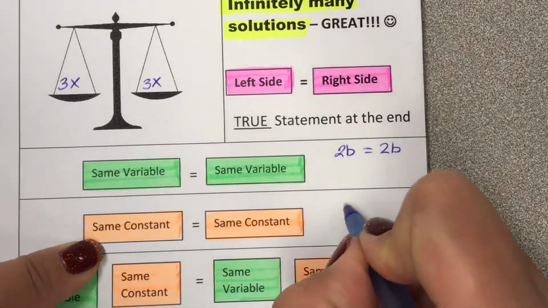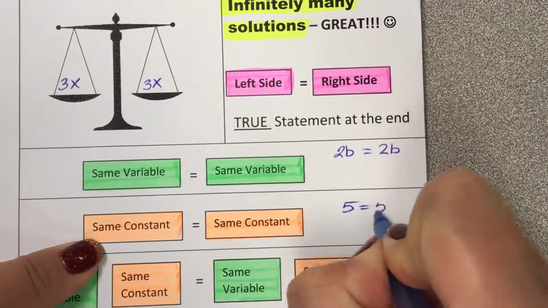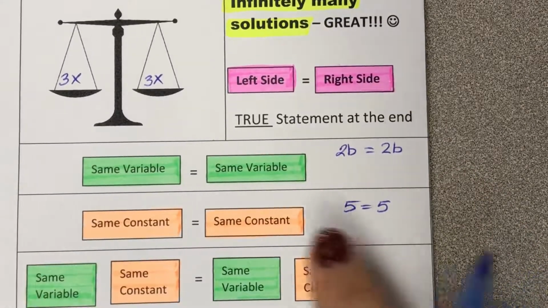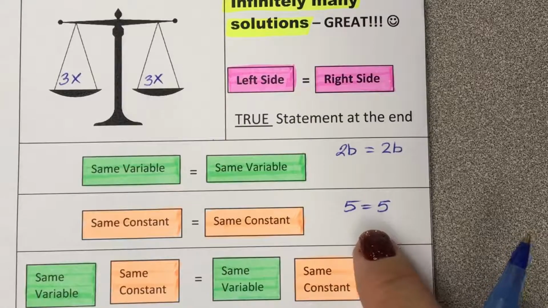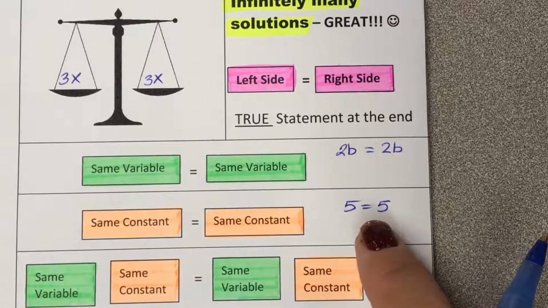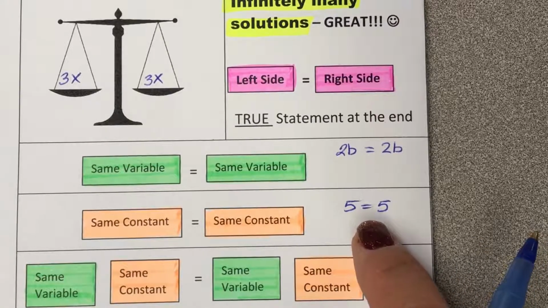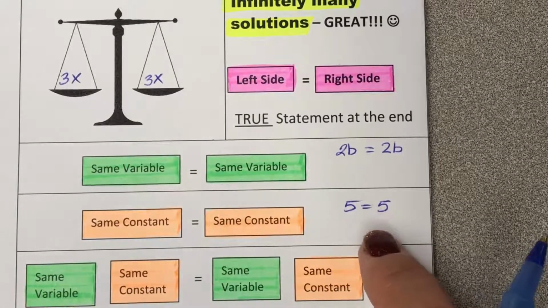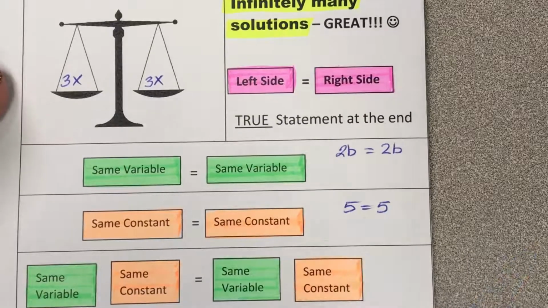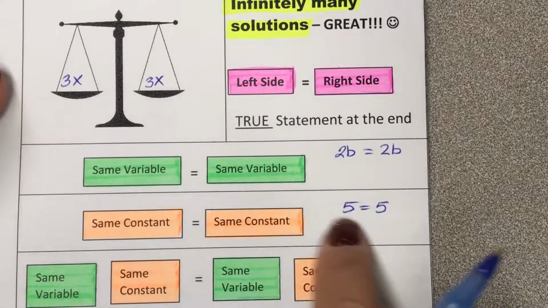So in the equation, let's say 5 equals 5, that's a true statement. No matter what the variable is, it's not even there. So x can be 8, and nobody cares about that x because it's not even part of the equation. But this equation shows a true statement, so the value of the variable doesn't matter because it's not even present in this equation. So true statement, infinitely many solutions. You'll see how that works a little bit later.